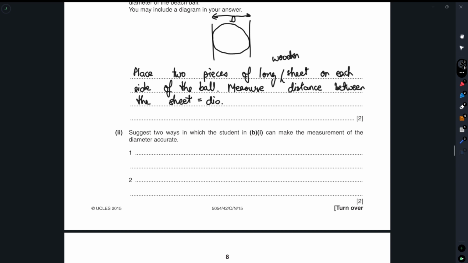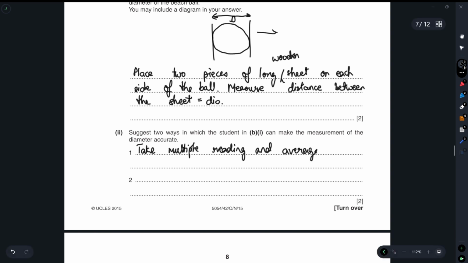So in this case, wherever we are taking measurements, usually take multiple readings and average is a good option to make a value accurate. So take multiple readings, and average. Okay. So when we do this, obviously, you need to make sure that your sheets are parallel to each other. So you cannot have one sheet going like this and the other sheet going like this. So you need to make sure that they're parallel to each other.